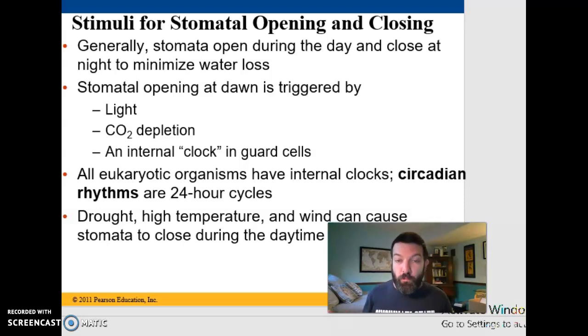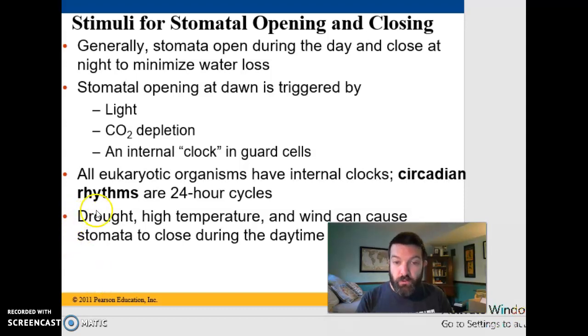What causes them to open during the day? Well, light can cause them to open. The lack of CO2 can cause them to open. And a lot of cells have an internal clock that causes them to close or open, specifically based on a circadian rhythm, a 24-hour cycle.